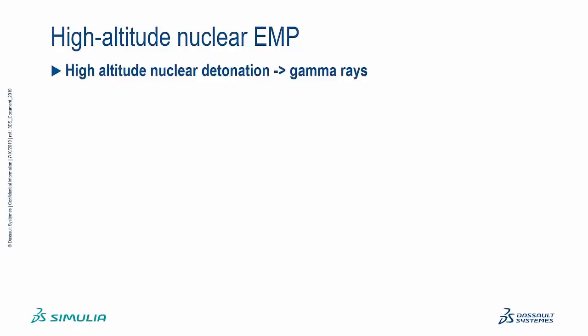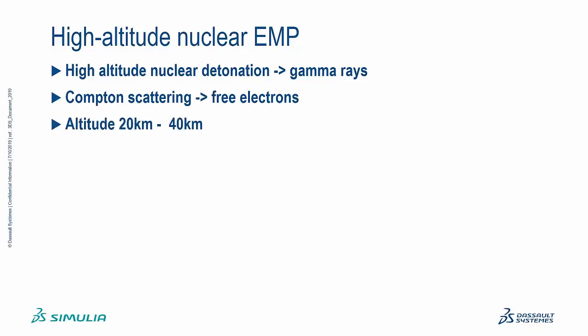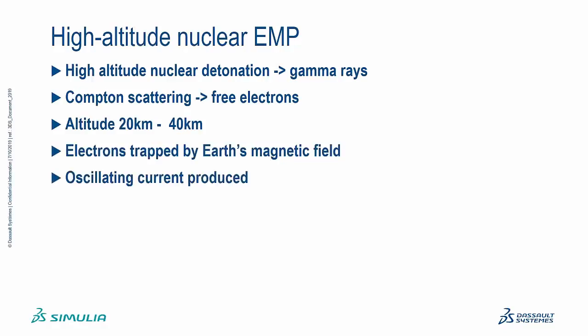So a high-altitude nuclear detonation can produce gamma rays within the device. And these photons in turn produce high-energy free electrons by Compton scattering at altitudes above 20 kilometers to 40 kilometers. These electrons are then trapped by the Earth's magnetic field, giving rise to an oscillating current. It is this current that produces the rapidly rising electromagnetic field called an electromagnetic pulse, or EMP.